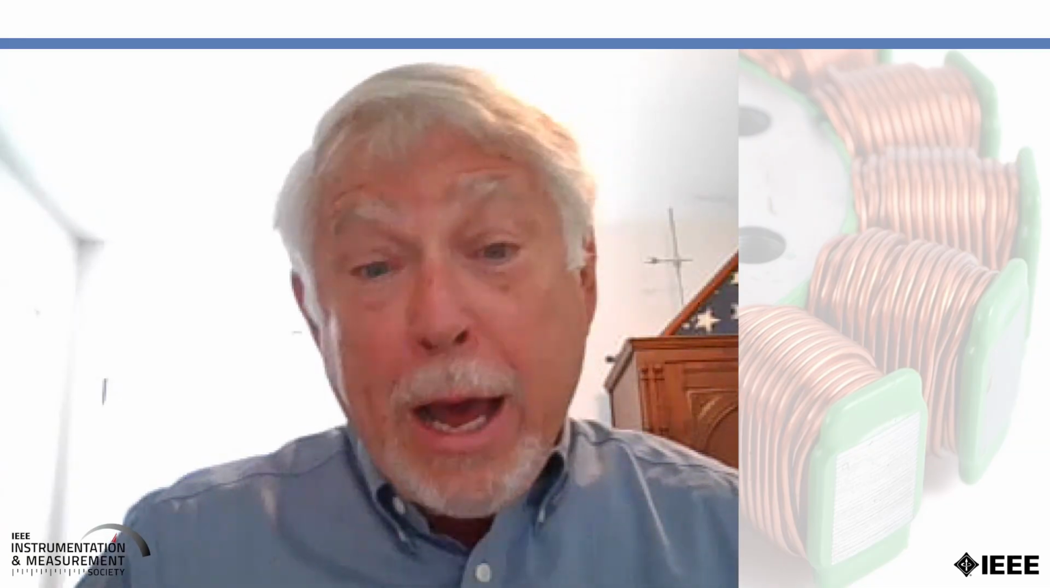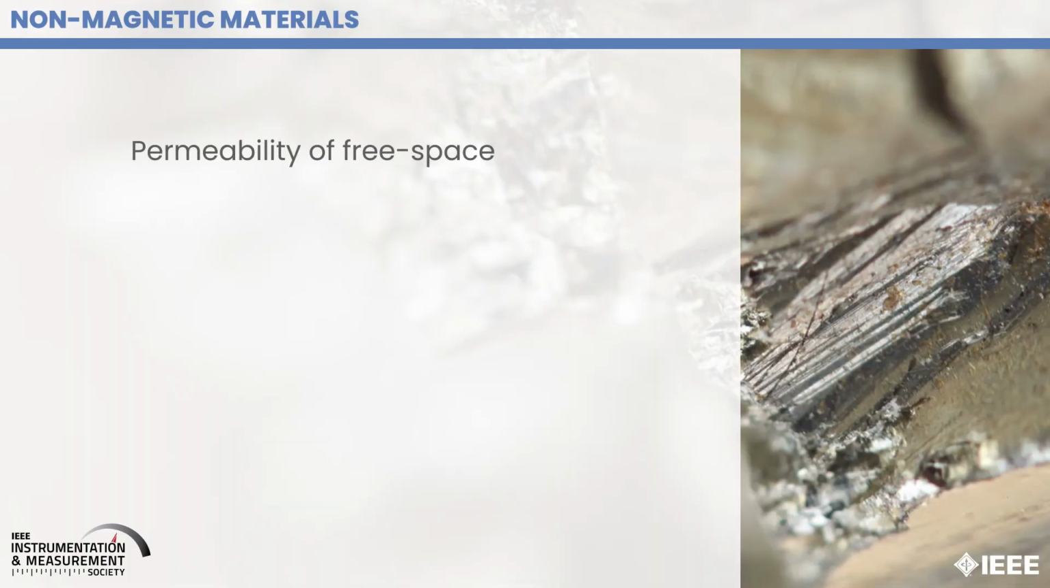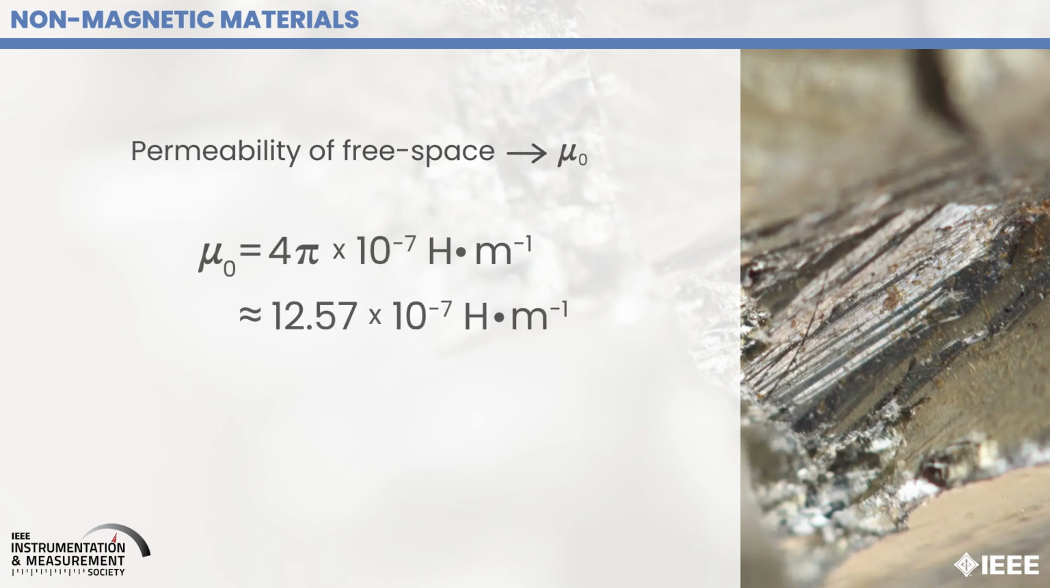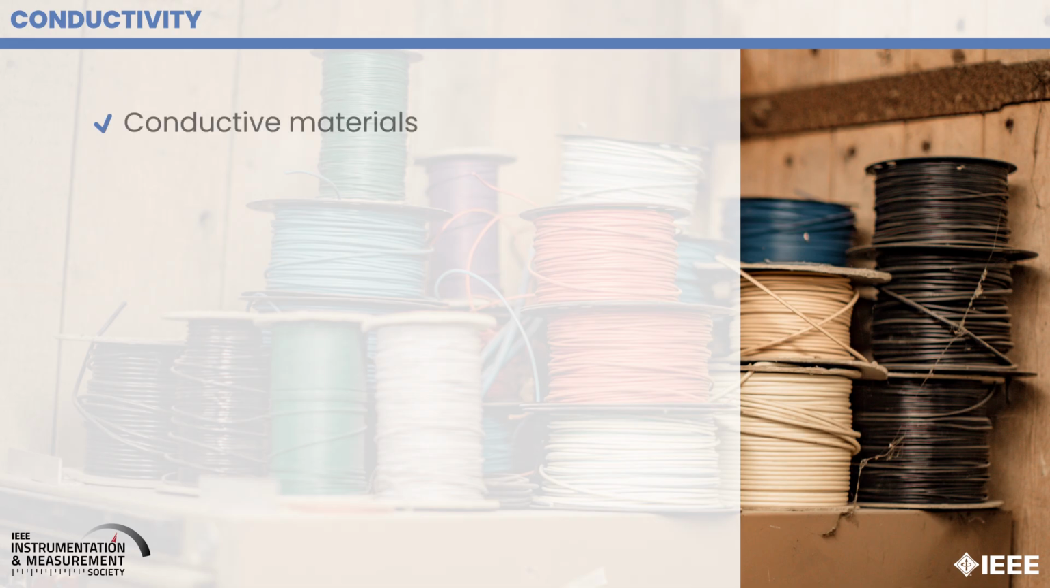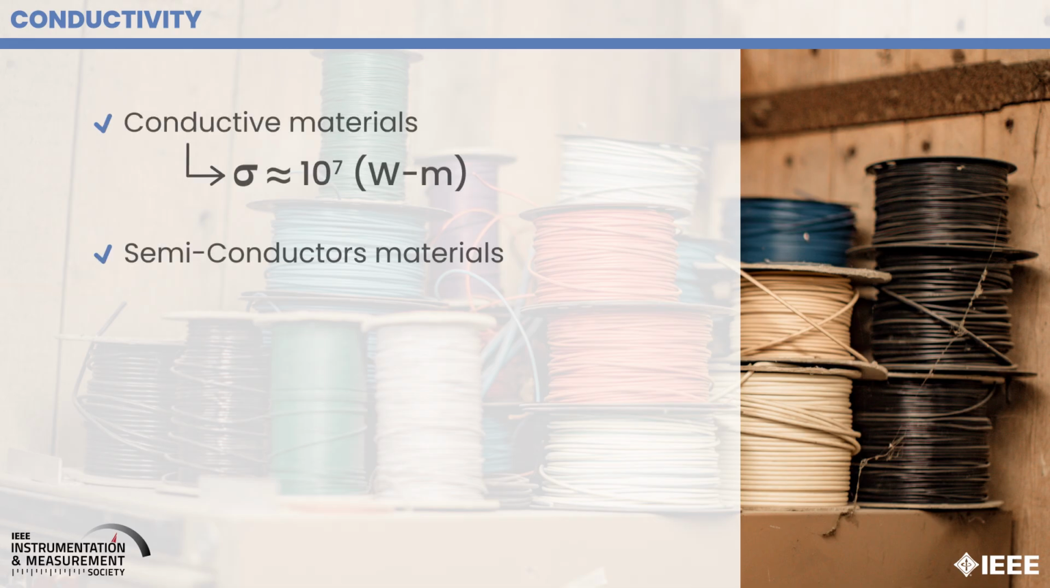Most materials are non-magnetic. For non-magnetic materials, the permeability is equal to that of free space and essentially constant. Its units are henries per meter. Conductivity is the degree to which a material conducts electricity. It is one of the properties that varies the most widely. It can be separated into three general categories: conductive materials, semiconductor materials, and insulators.